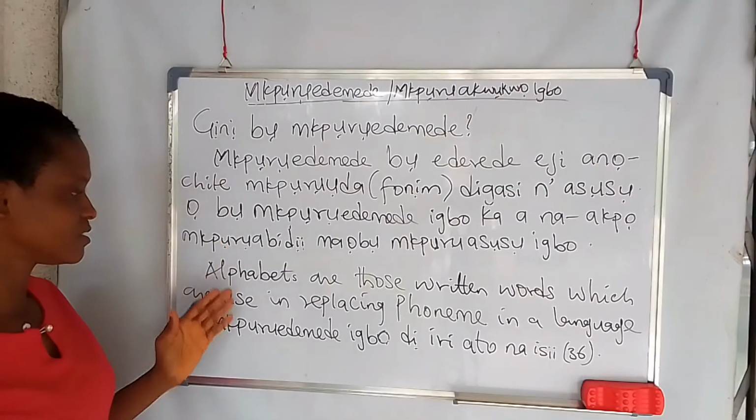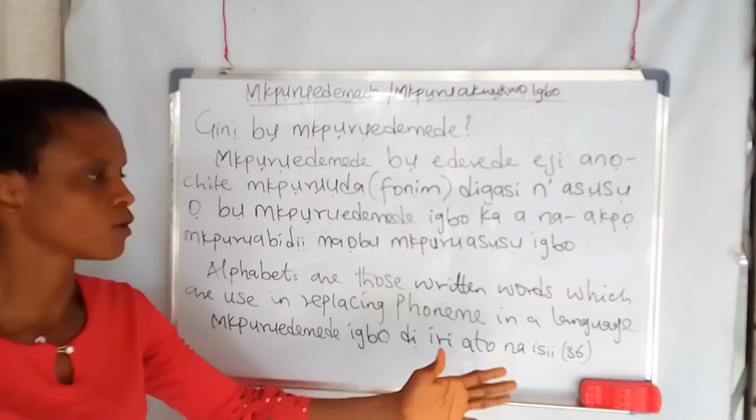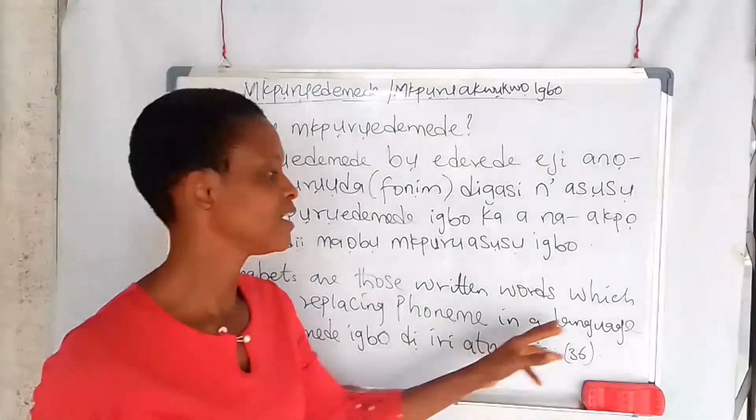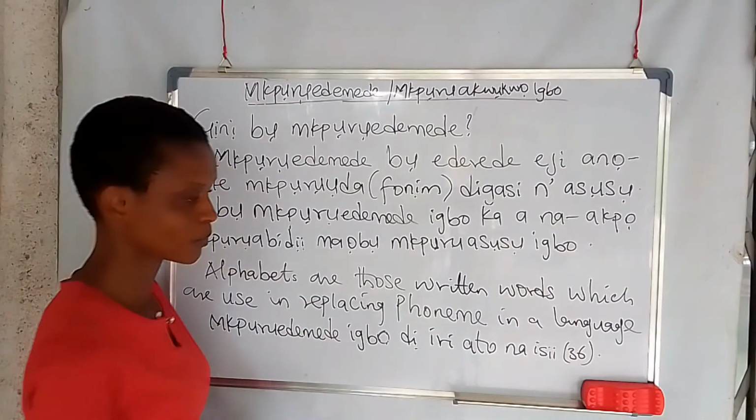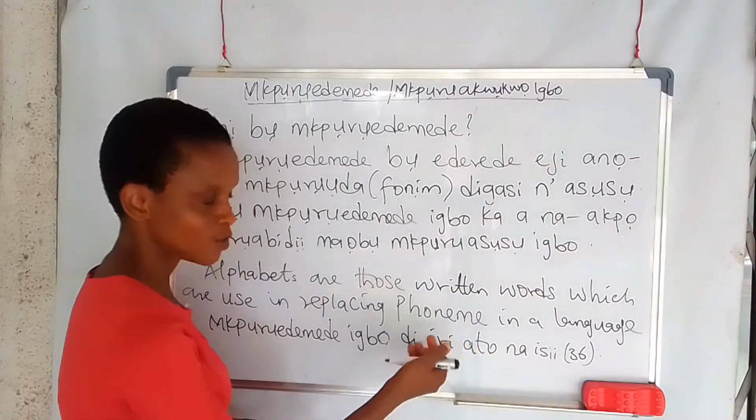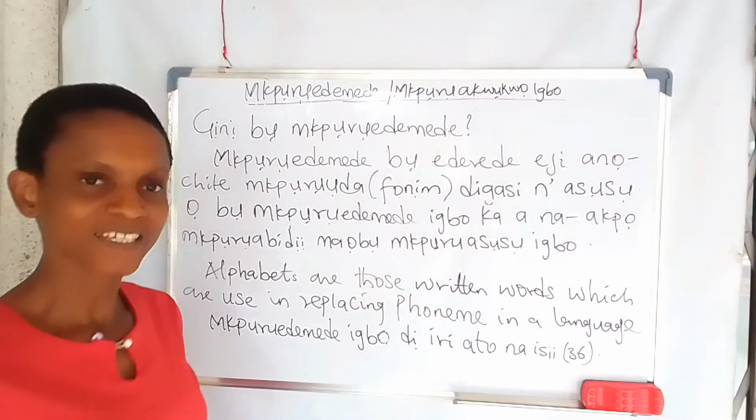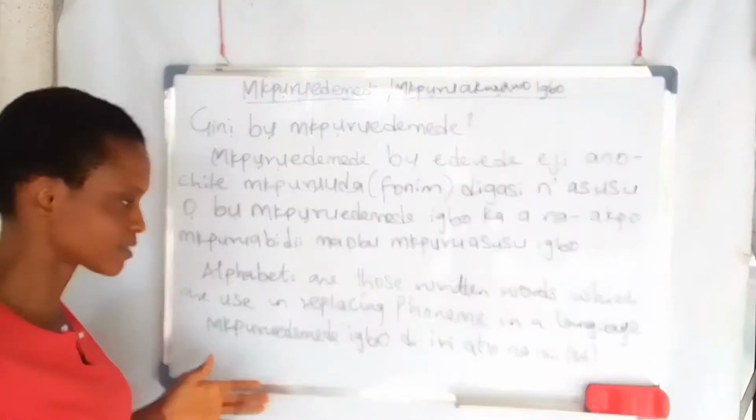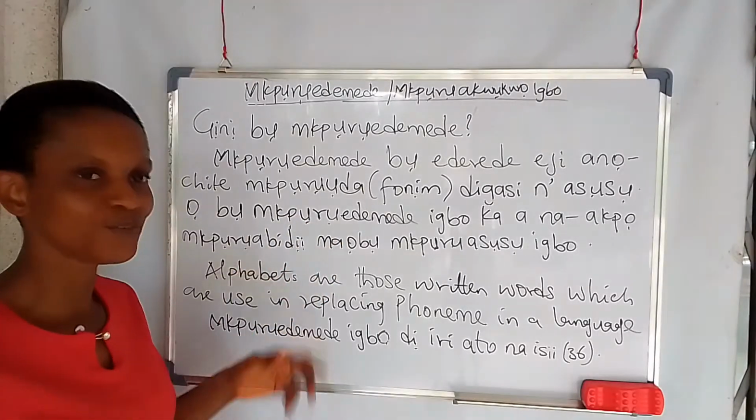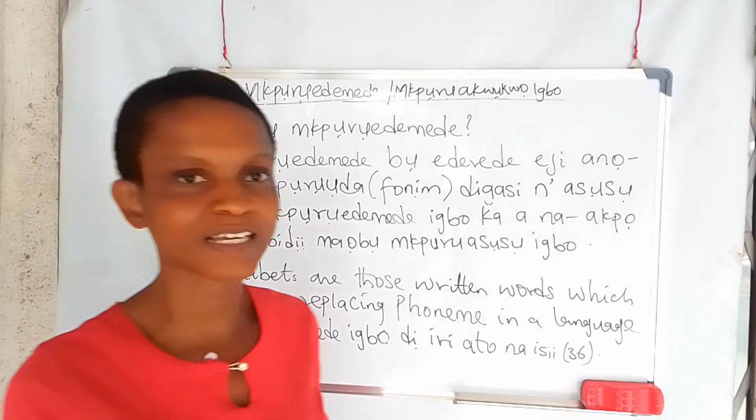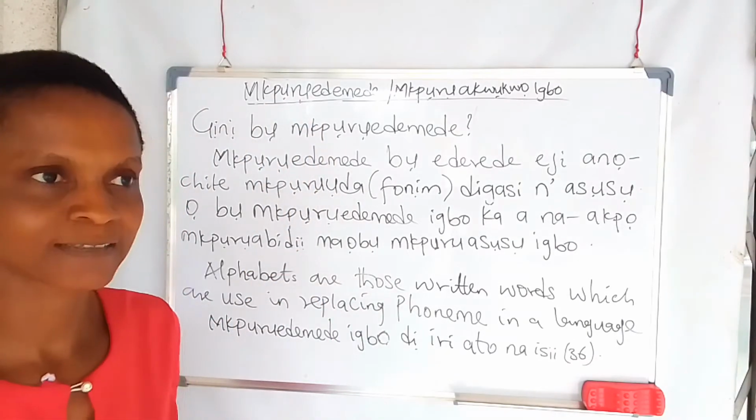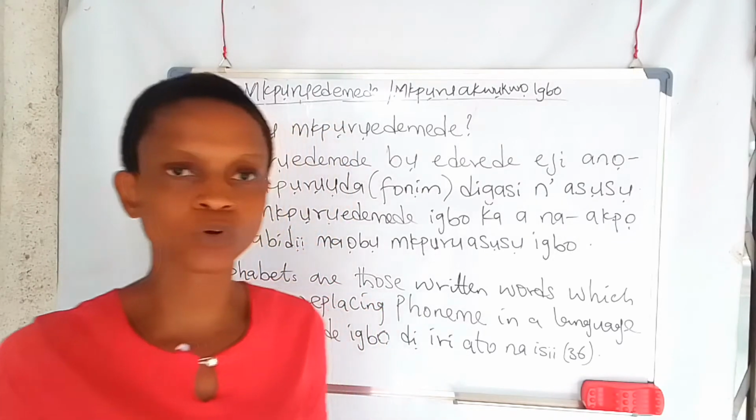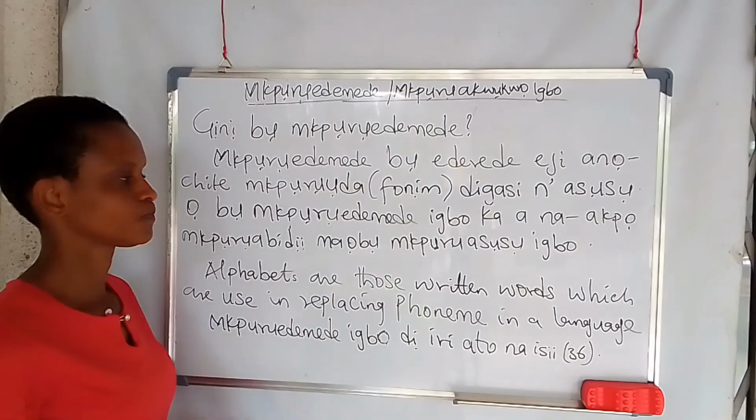What I mean by that in English is that alphabets are those written words which are used in replacing phoneme in a language. So when we reach to this topic, you will understand what is phoneme in Igbo language. So we use these letters, this alphabet called A, B, D, Igbo. Eji eme gịnị? Eji anọchitesi anya gịnị? Phoneme, mkpụrụ ụda, the sounds, how those words sound. Eji anọchitesi gịnị? Mkpụrụ gịnị? Ụda n'asụsụ Igbo.